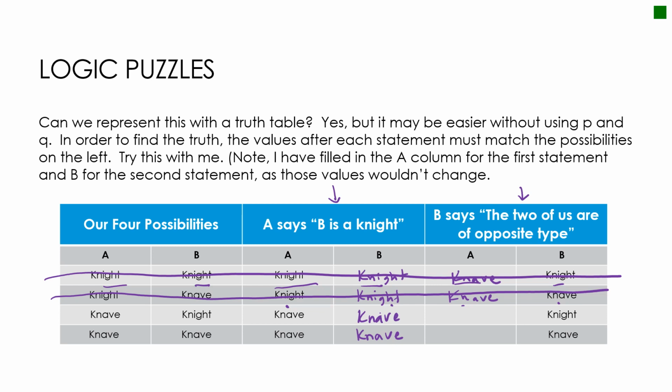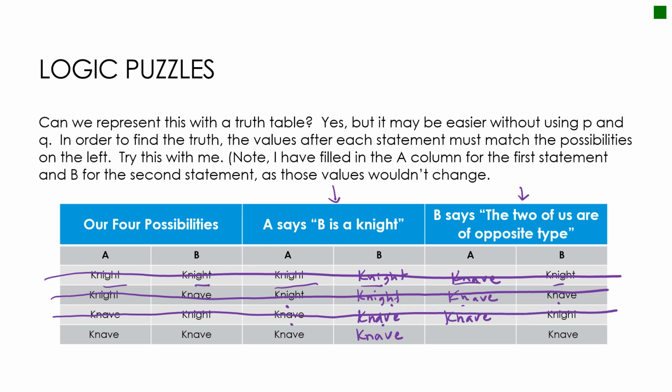Then we take a look at the next one. If B is a knight, then he is telling us the truth, and A must be a knave. So we have knave, knight. Over here I have knave, knave, and therefore those don't match up, and that is not a valid solution.